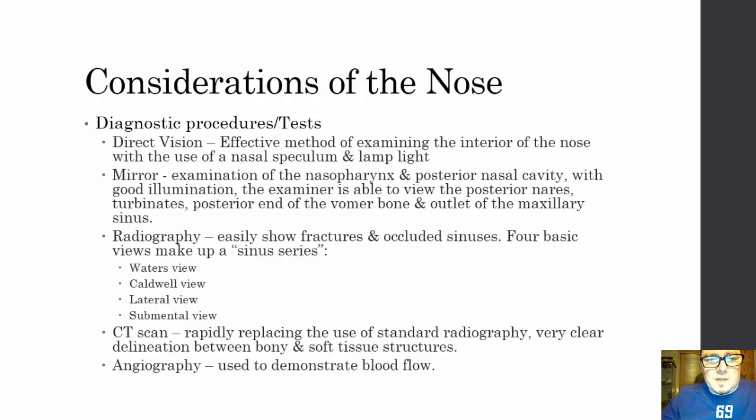Some considerations of the nose. Some of these diagnostic procedures and tests are kind of common sense. Direct vision. Obviously, you might need a light to see up into the nose. Sometimes they'll take that otoscope that they look in the ear and they'll stick it in your nares and look up your nose and see what's going on up there. A mirror can help you see the back part, and with a little light bouncing off the mirror, you can see the turbinates and the posterior end of that vomer bone.